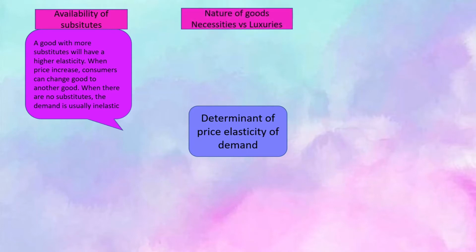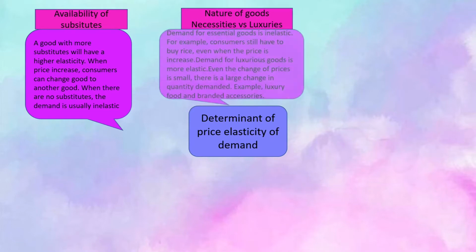Next, nature of good. Necessities versus luxuries. Demand for essential goods is inelastic. For example, consumers still have to buy rice even when the price is increased. Demand for luxurious goods is more elastic. Even if the change in price is small, there is a large change in quantity demanded. Example, luxury food and branded accessories.